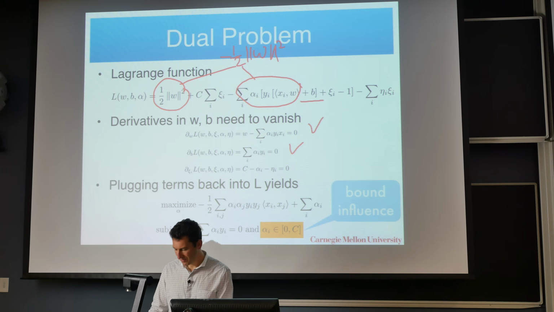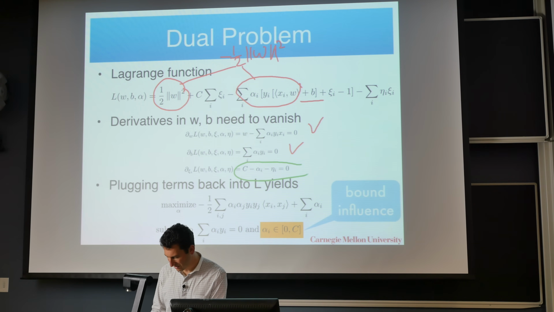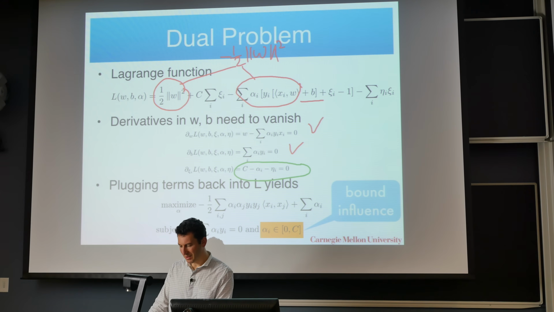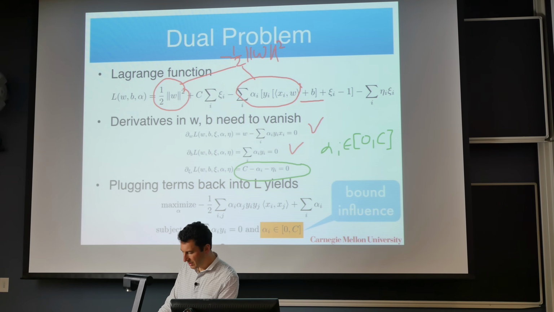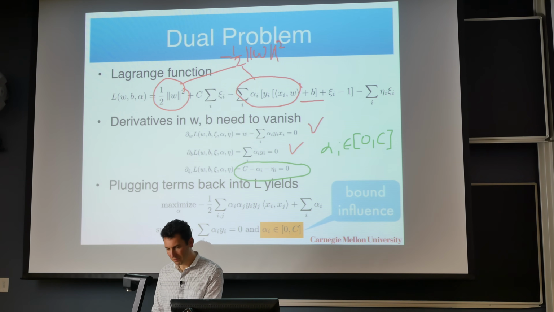So if I do this, just taking the derivative with regard to eta, with regard to the psi i's, I get this constraint: C minus alpha i minus eta i equals 0. Remember, the alpha i's are greater or equal than 0. The eta i's are greater or equal than 0. So what that really means is that the alpha i's are in the interval between 0 and C. And the eta i's are, of course, also greater or equal than 0. But as long as the alpha i's are in that range, I can always satisfy the conditions on the etas.